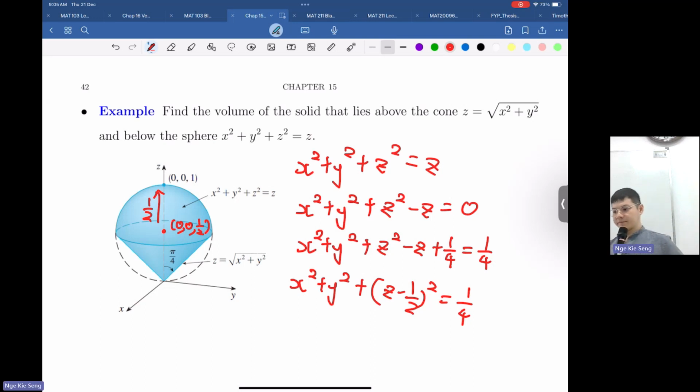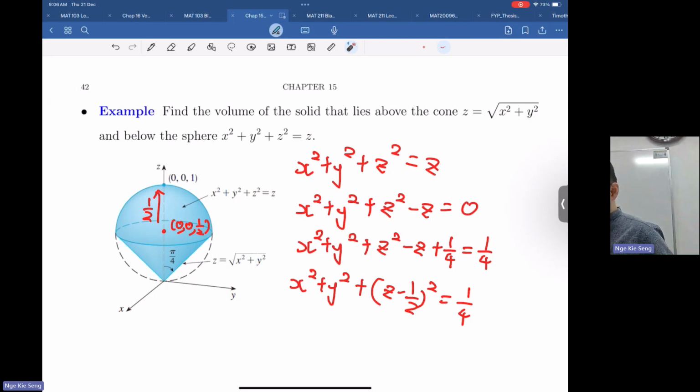How about this cone here? Okay. So first of all, you need to know where your x and y lie. Your x and y is the horizontal plane here.